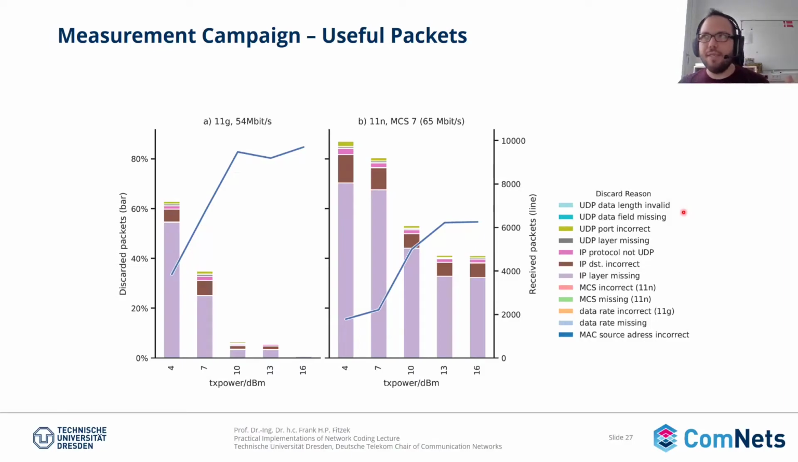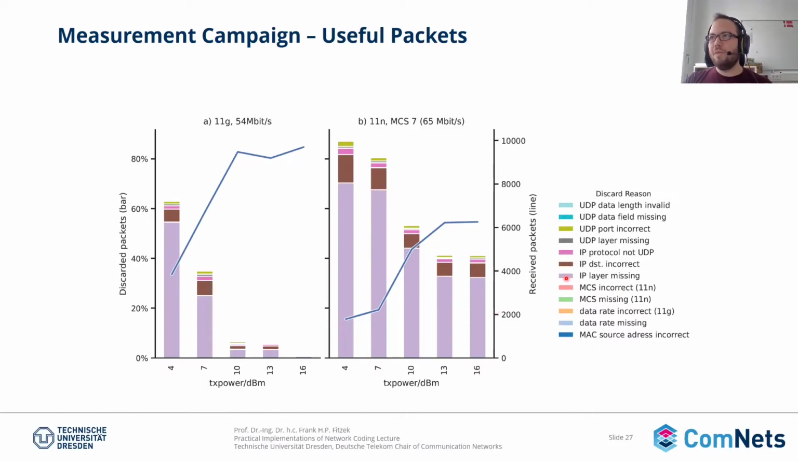Why is this invalid? Why is this number not correct? Because the error occurred in the header. So all of this information is basically in the header. If the errors are in the header, then depending on what part of the header the error is, this data would be incorrect. So the UDP data field was missing, or the IP of the destination was incorrect, or some MCS was missing in the case of 11N, and so on. So these are all the reasons why we were discarding packets.